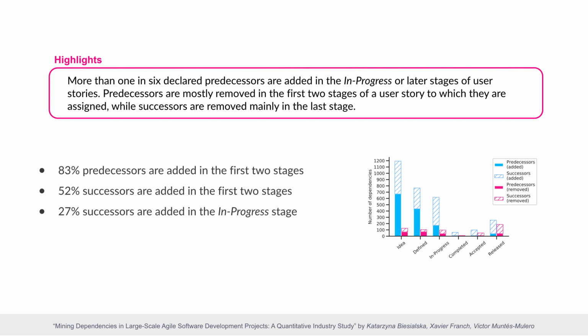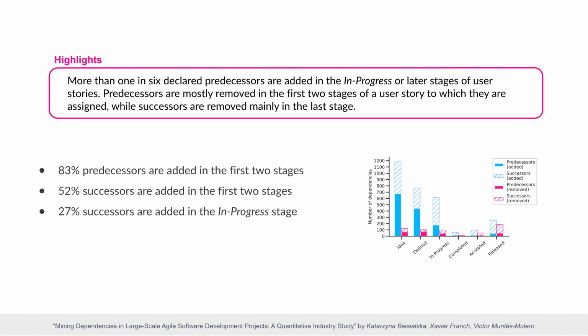So basically, teams identify dependencies usually in the idea, defined, or in progress stages, so the 3 initial states as shown in the stacked bar chart on the right-hand side. On the y-axis, we see the number of dependencies, while on the x-axis, declared and removed dependencies are grouped into 6 different stages, which I just mentioned. Our data analysis suggests that predecessors are added in the earlier stages than successors. 82% of predecessors are added in the first 2 stages, while for successors this percentage is considerably lower.